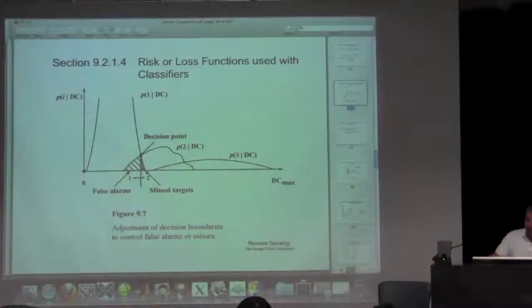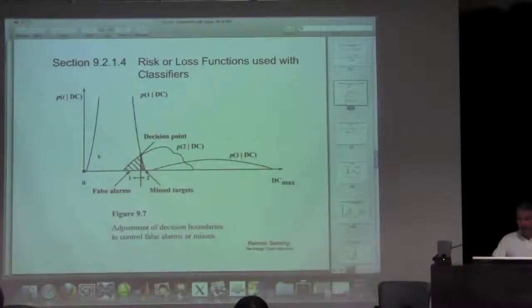There's this mistake where the class 2 distribution falls over and overlaps the class 1 distribution. So there are pixels on this side of the decision boundary that are actually in class 2, but they're going to be classified as class 1. And there are pixels on this side of the decision boundary that are in class 1 that would be classified in class 2.